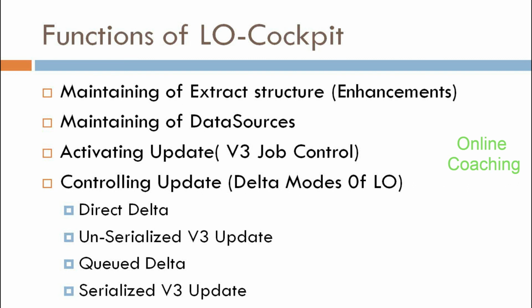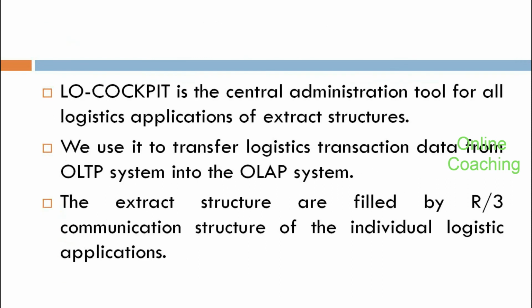Okay. So what are the functions of LO-COCKPIT? It maintains the extract structure, nothing but enhancement. The extract structure is where you can do enhancement on the extraction in a data source. You can add new fields, you can delete existing fields, and all this stuff. It maintains your data source, activates your update V3 job controls, and we have delta modes also: direct delta, Un-Serialized V3 delta, Q delta.